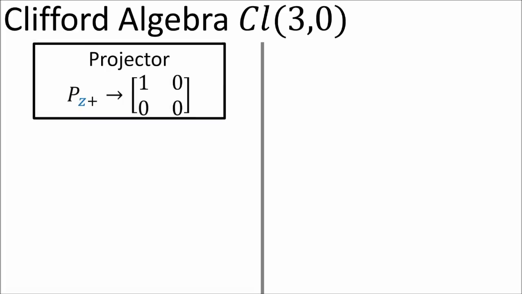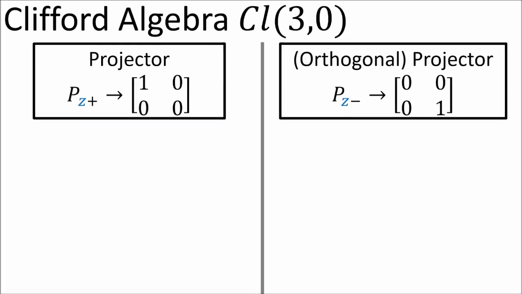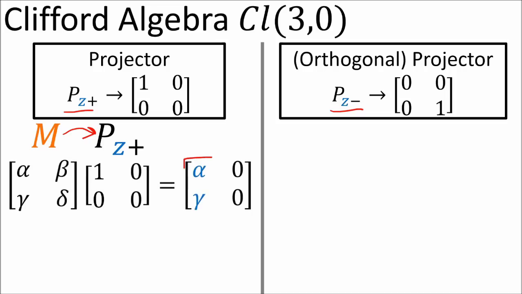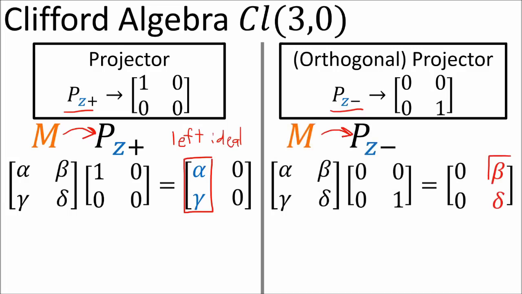Recall the two projectors we defined in the Clifford algebra CL30, which were pz plus and pz minus. When we multiply a matrix M onto pz plus from the left, we get a matrix where only the first column is non-zero, which is an ideal subset. And when we multiply a matrix M onto pz minus from the left, we get a matrix where only the second column is non-zero, which is also an ideal subset. So each of these projectors creates an ideal subset.